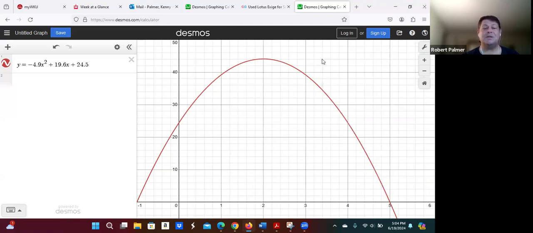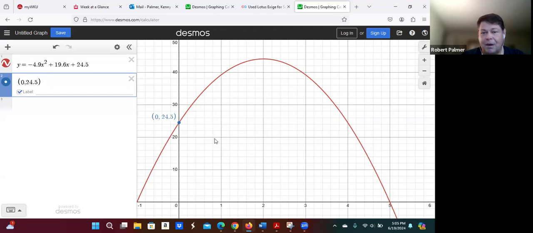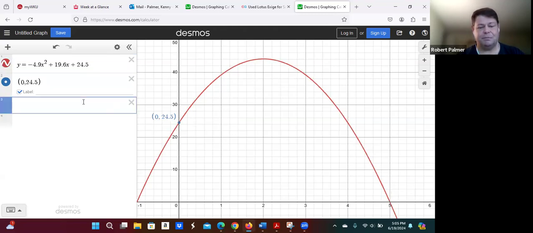So once again, what we're seeing is a position with respect to time. Our initial position, as we said, is about 24.5 meters. Let's label that one: 0 at 0 seconds and 24.5. That's our starting point, time equals 0. Now, where it hits the ground right here, let's label that 5, 0.